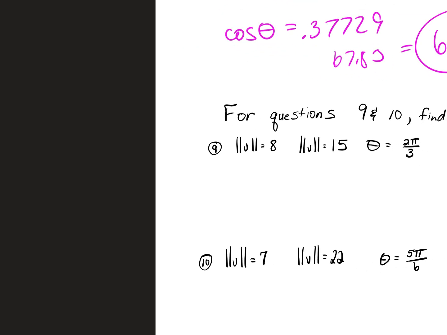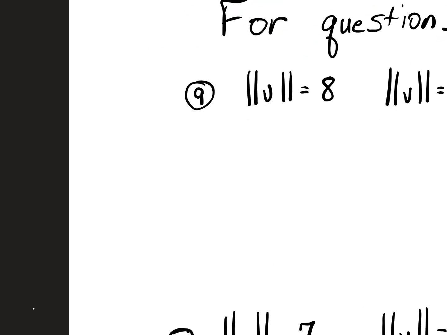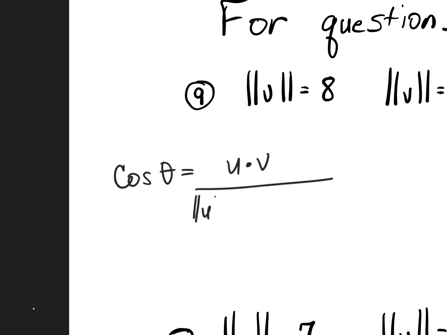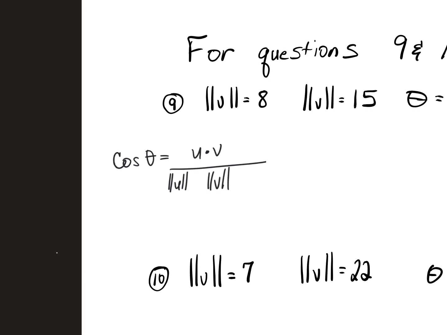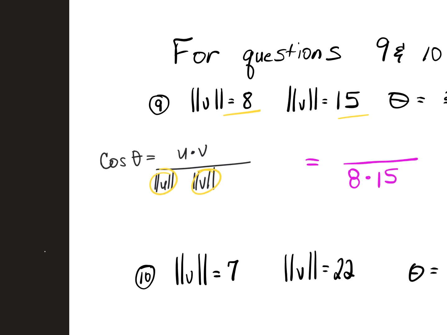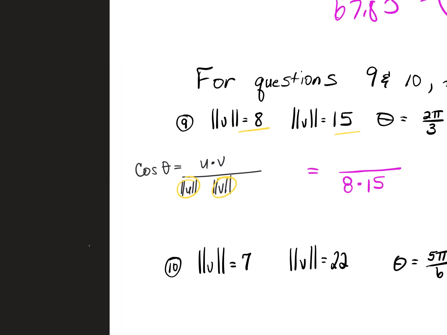All right? My formula is cosine theta equals the dot product over magnitudes, right? You guys agree? So in this case, what did they give me? They gave me this magnitude here. They gave me this magnitude here, right? Okay, so I'm going to fill in what they gave me. One magnitude was 8, the other magnitude is 15. What else did they give me? They gave me the angle.